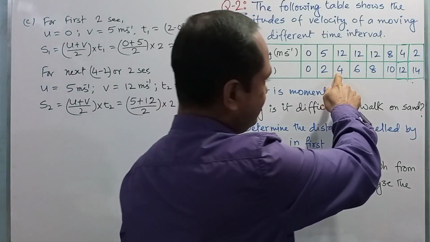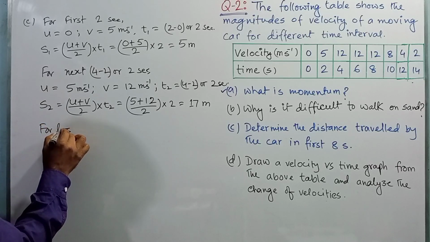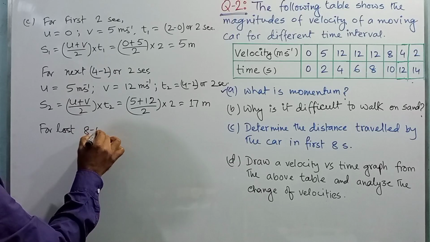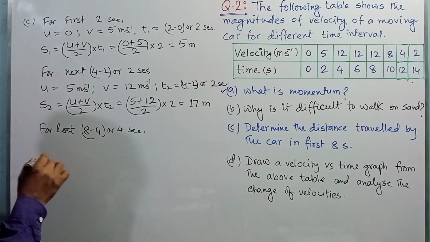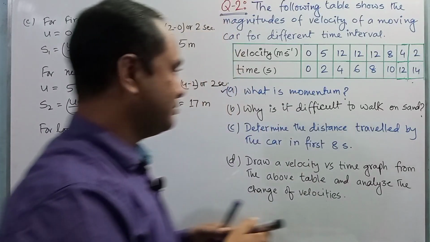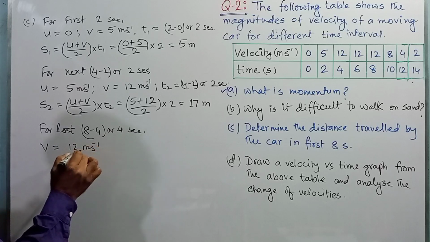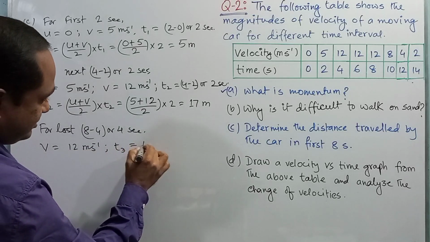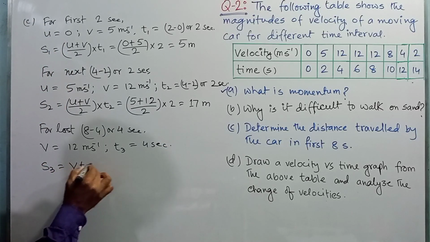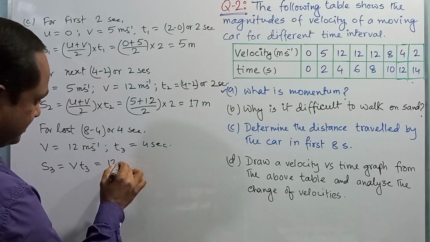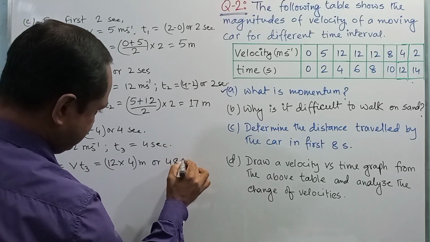And for the next 4 to 8 second, for last 8 minus 4 or 4 second, right? And in this time period the body moves with uniform velocity. Here the uniform velocity v is equal to 12 meter per second and time t3 is equal to 4 second. So distance s3 is equal to v into t3. Here v is equal to 12 meter per second and time is 4. So it will be 48 meter.